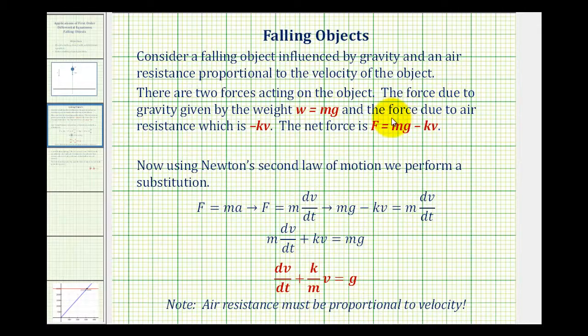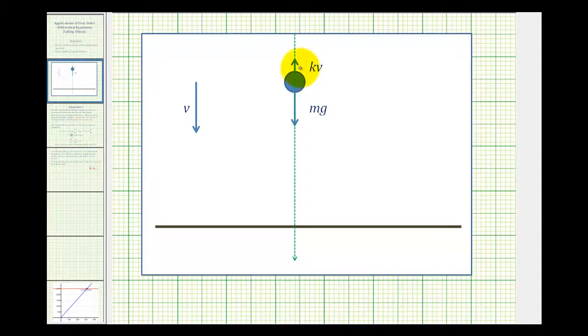Let's take a look at a diagram to get a better feel for what's happening here. If this circle represents our falling object, the force downward, again, is going to be m times g. So in this case, downward will be the positive direction, and therefore the force of the air resistance we're going to label negative k times v, because it's going to be in the opposite direction of the force downward. And this horizontal line here would be the ground. Now let's see how we can come up with our differential equation to model this falling object.